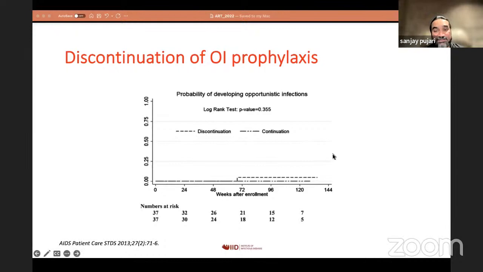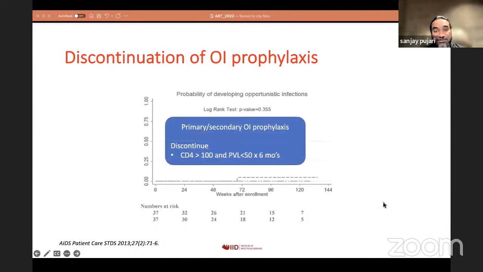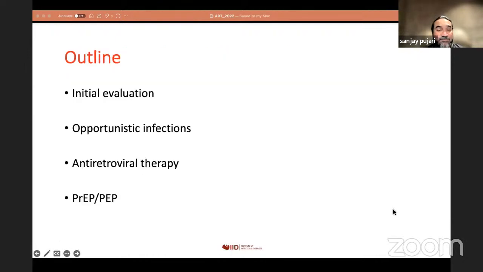Finally, as far as OI prophylaxis is concerned, we know that we can discontinue primary or secondary OI prophylaxis in individuals who are successfully treated on antiretroviral therapy when they have a CD4 count of more than 200 or sometimes even 100, particularly if the viral load is less than 50 copies sustained over a period of 6 months. So remember to initiate TMP-SMX when the CD4 is less than 200, and remember to discontinue TMP-SMX once the CD4 is more than 200 and an undetectable viral load persists for 6 months.